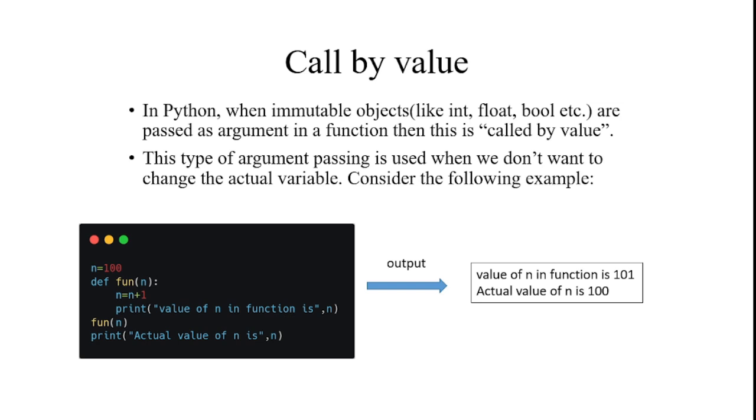In call by value, what happens? The original value does not change, because we are passing an immutable object. Now let's see the example. In this example, we have taken a value of n equal to 100, and we have defined a function that changes this value to 101. But when we print this value after the function, it remains the same. Inside the function, its value becomes 101, but the original value remains the same, that is 100.